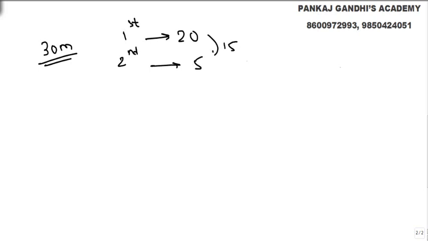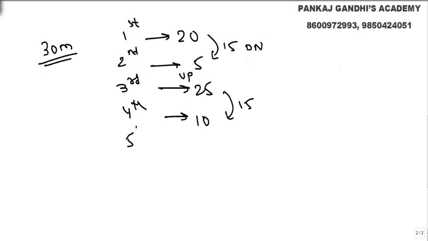Now, let's say the pole's height is only 30 meters. In how many minutes will the monkey reach the top? First minute it will go up 20, second it will come down 15, that is 5, third minute it will go up 20, so that will reach 25. Fourth minute it will come down 15, that is 10. Fifth minute it will go up by 20. So it will reach the top, 30 meters. It will reach the top in 5 minutes.